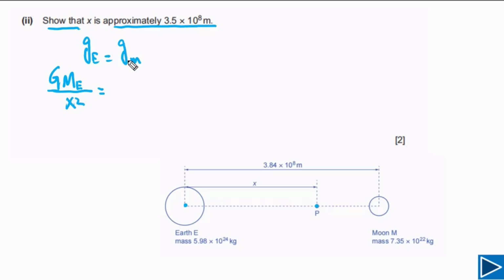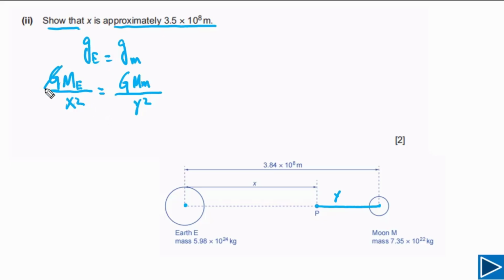And for the value of g due to the moon at that point, we can also calculate that. It will be equal to G capital M, where M is the mass of the moon, divided by the distance from the center of the moon to the neutral point. Let's say that distance is y. So we can write this as y squared.